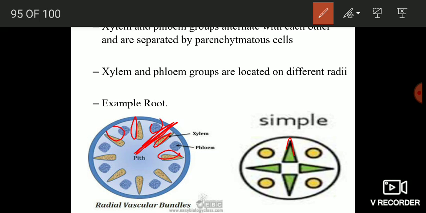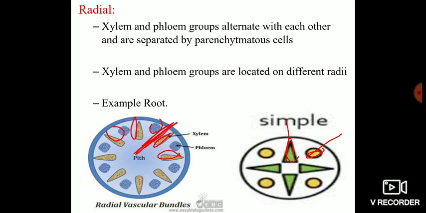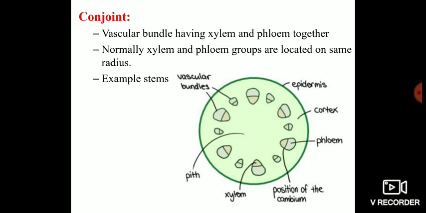Here you can see xylem is here and phloem is here. They are on different radii. And the example is the vascular bundles of roots. They are radial. Second one is conjoint vascular bundles. Those vascular bundles in which xylem and phloem are present together are known as conjoint vascular bundles.